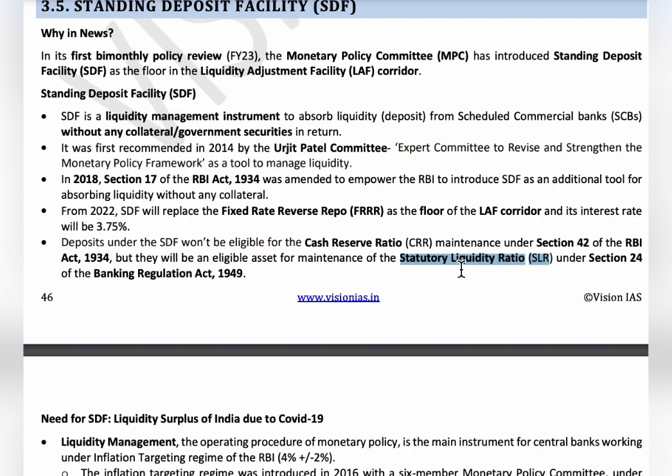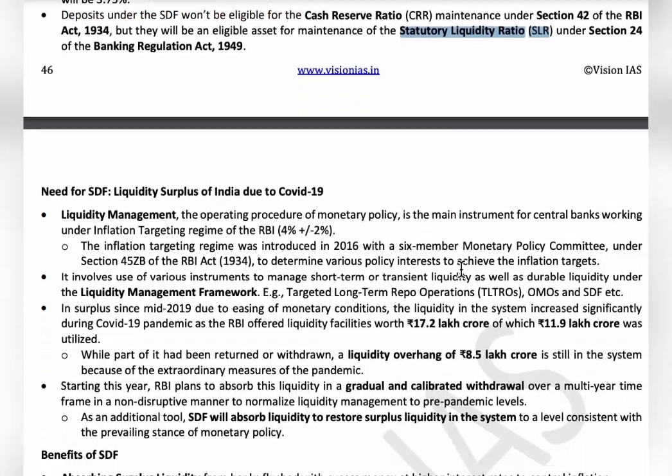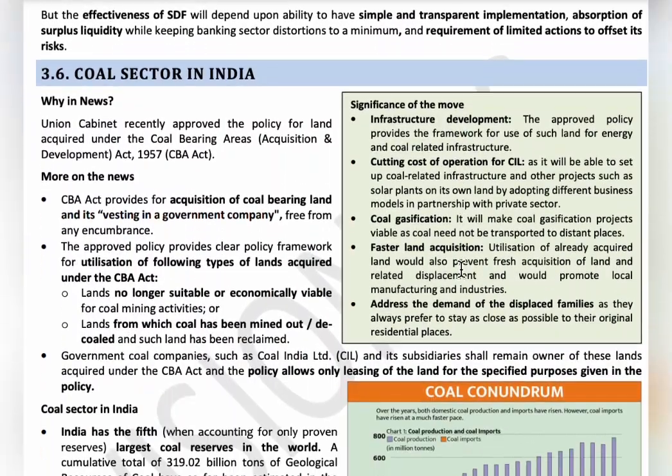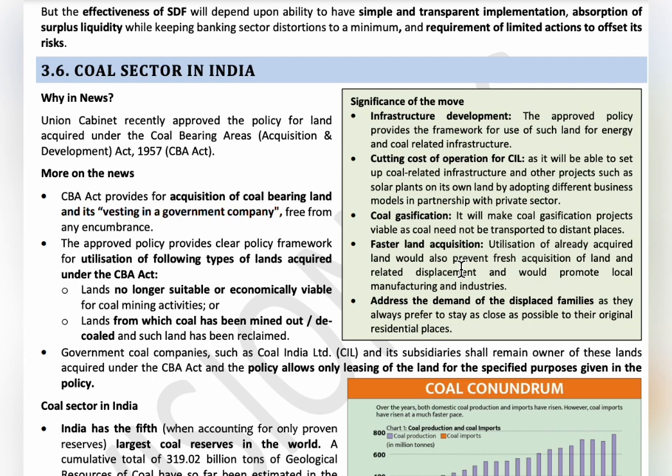So the next topic is the coal sector in India. Under the Coal Bearing Areas Acquisition and Development Act of 1957, a policy has been framed which allows leasing of land for specified purposes when the land is no longer suitable or economically viable. India has the fifth largest coal reserves in the world and is the second largest importer of coal.